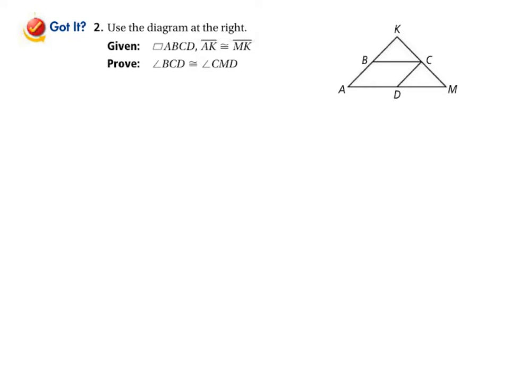All right, so you can write a proof on this one. You're going to use this diagram at the right. We know that this ABCD is a parallelogram. It's given. And we also know that side AK is congruent to side MK. And if we know that AK is congruent to MK, think about what that means for triangle AKM. What you're going to eventually do is prove that angle BCD, this angle right here, is congruent to angle CMD right here. Give it a go, and we'll come back and check the answers.